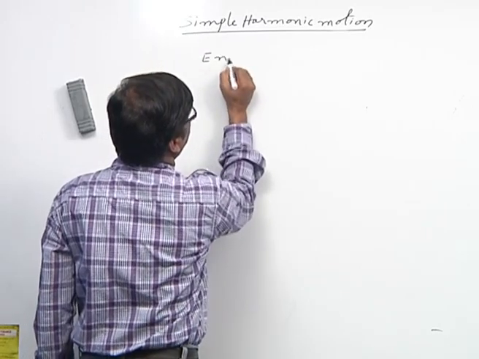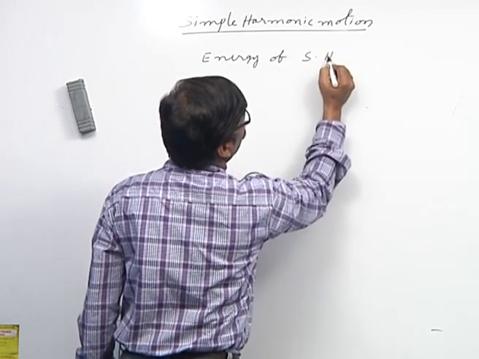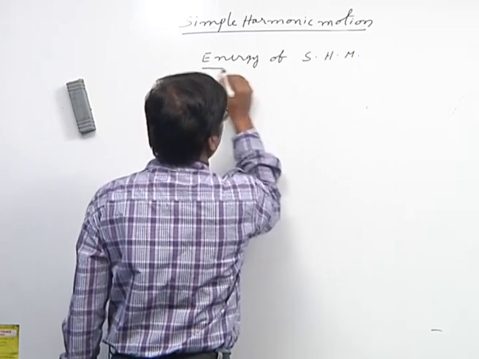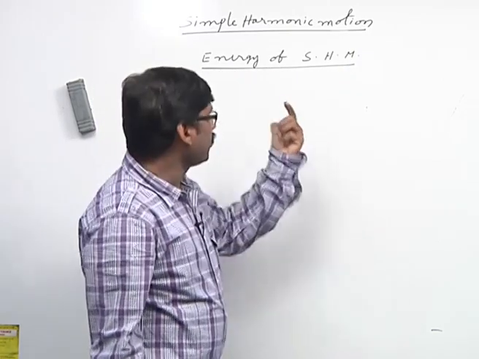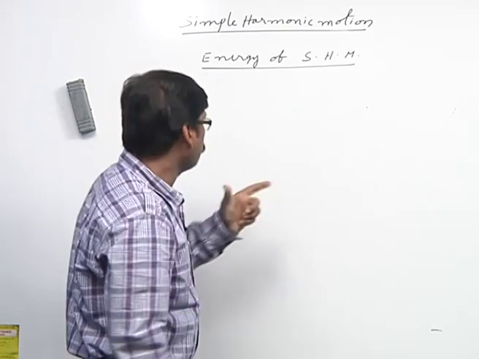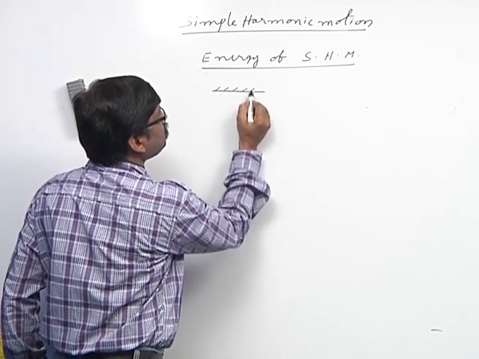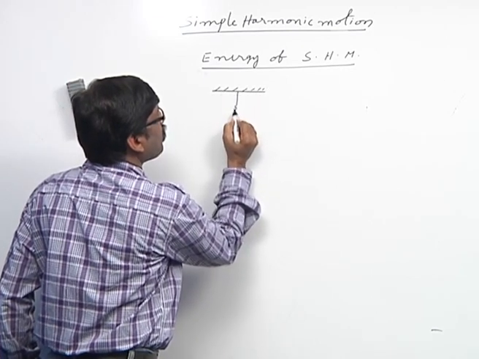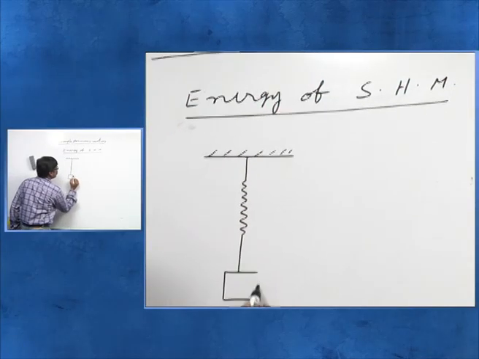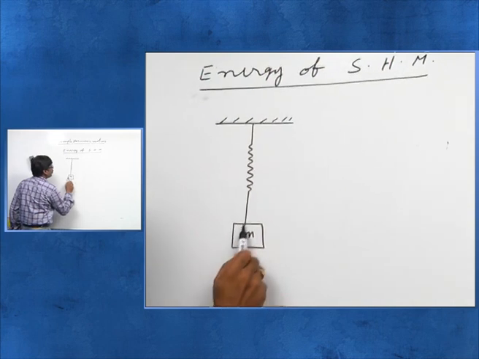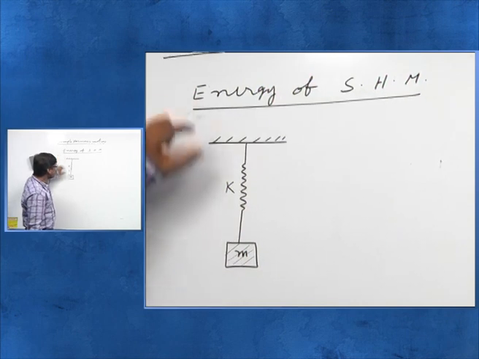So, heading: energy of simple harmonic motion. The best example you can take is either a simple pendulum or a spring mass system. Let us say I will take the spring mass system as an example for a simple harmonic oscillator.